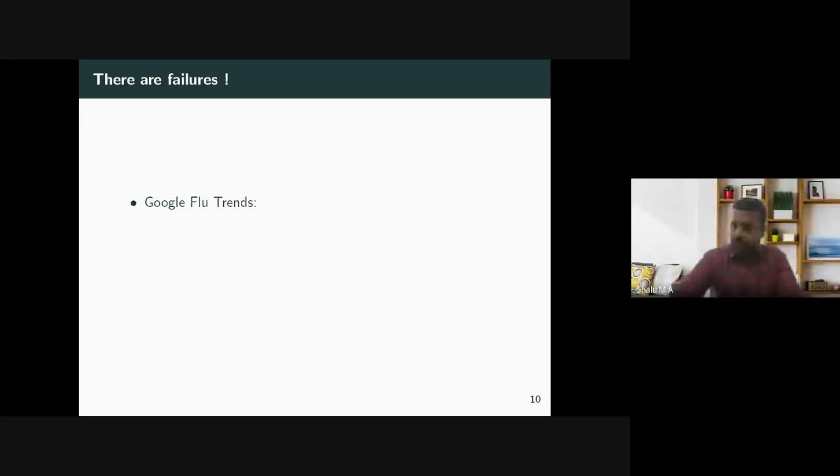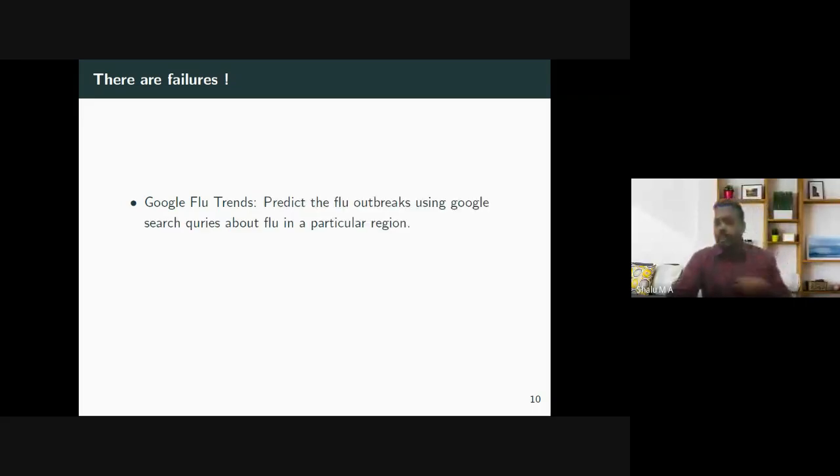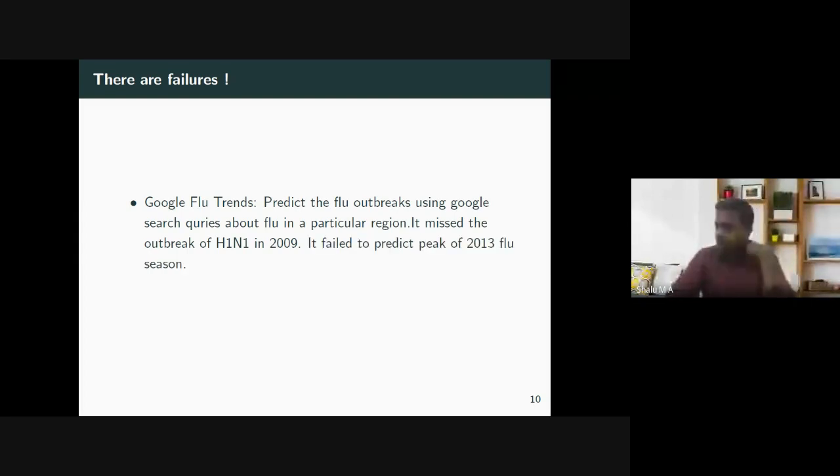It completely failed. It couldn't predict H1N1 in 2009. And it couldn't predict the peak of flu season 2013. And they stopped this program. So using big data analytics, unless you are careful, even companies like Google make mistakes. So they did an experiment and they were not successful enough.